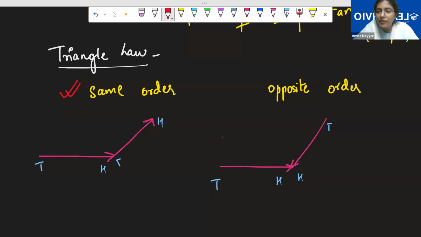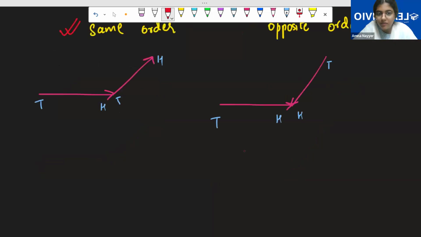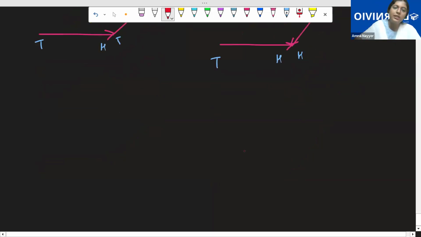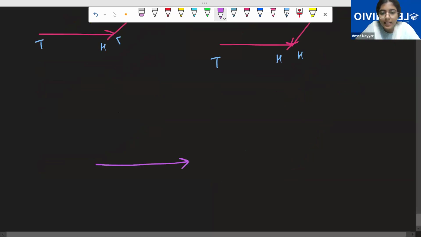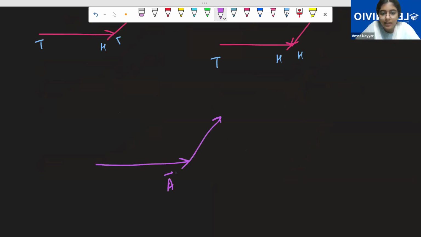Okay. Now, what if the tails and tails coincide? Then we call that condition coinitial. When the tails and tails coincide, that we call coinitial. So anyways, if you see two vectors in the same order like this, let's say this is one vector A, this is another vector B, their resultant is given by the closing side of the triangle taken in the opposite order. This is the heads with the tails. This is what our triangle law is basically.